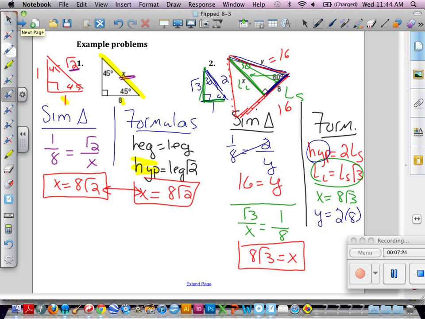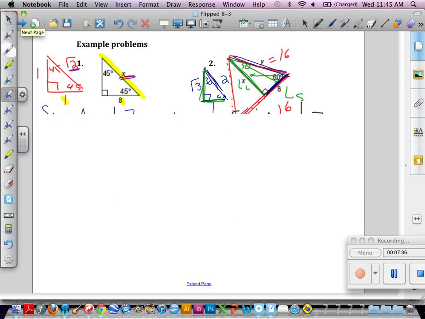So I'm getting 16 as well. So I did it both ways. I got the same answer both ways. Let's take a look at number 3.